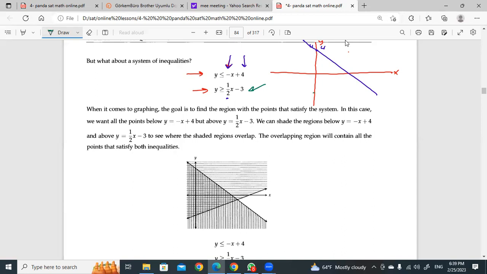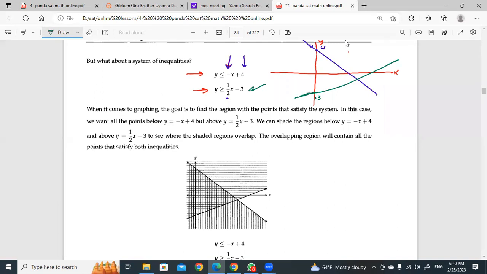It's -3 and going up, right? So it will be like this. Am I right? Okay. So it will be like this.